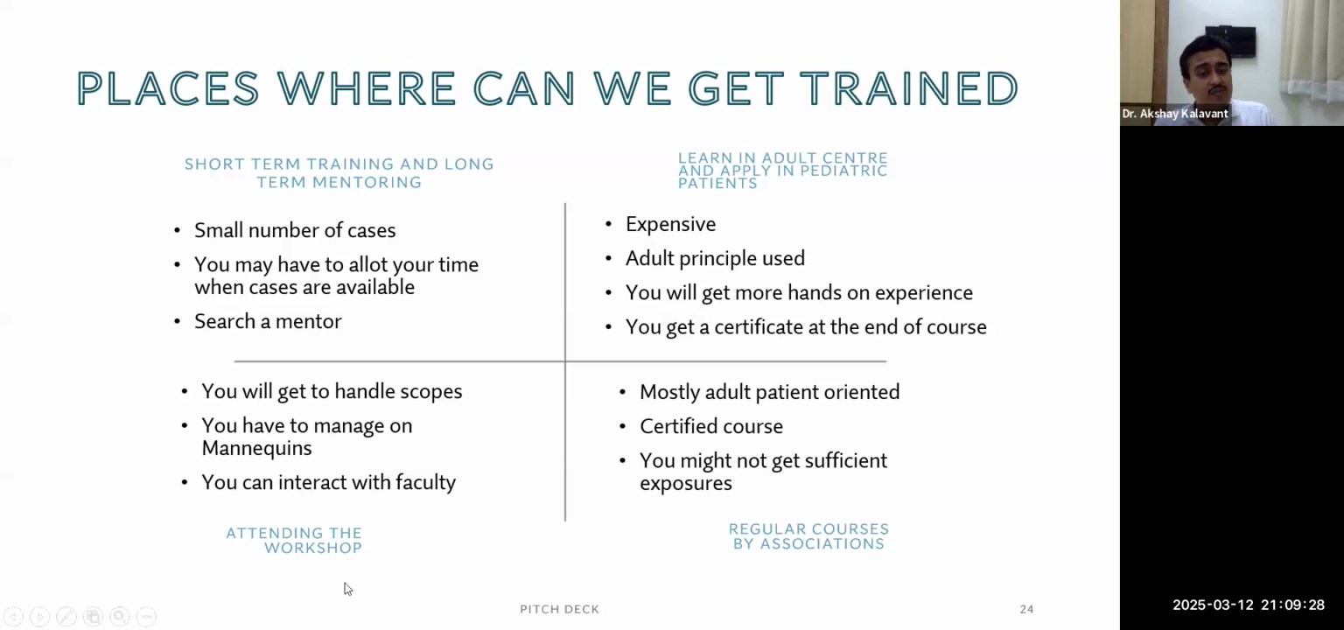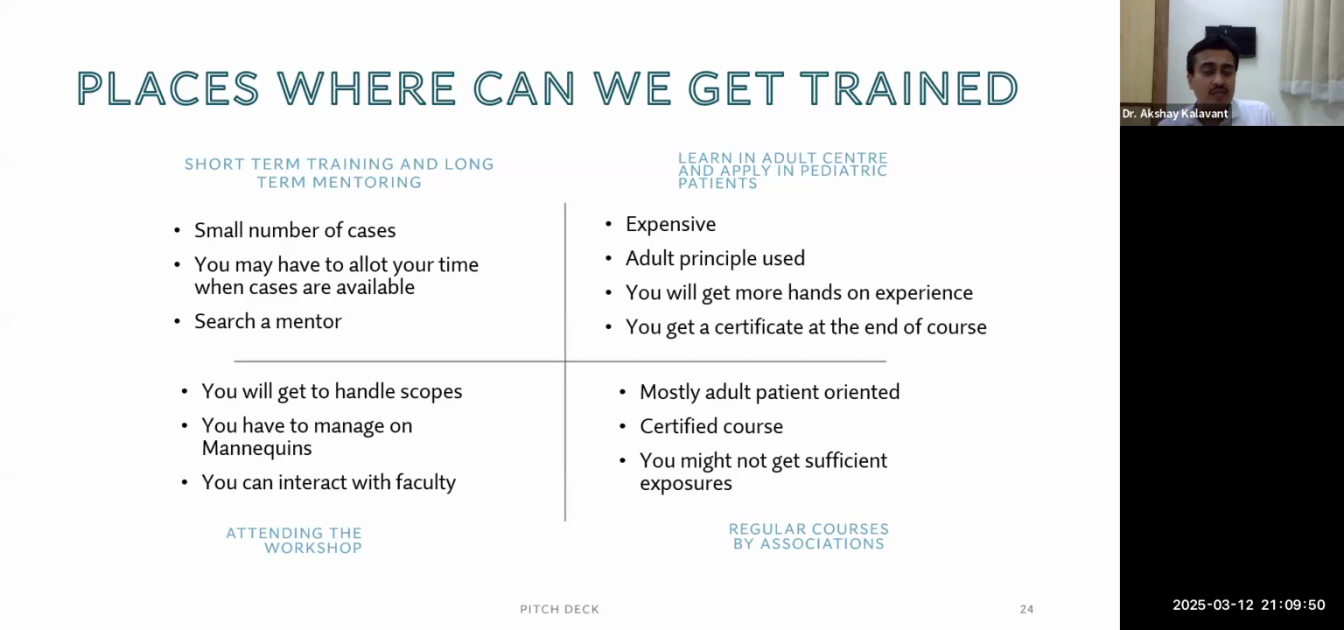Now, another way in which you can go is attending the workshops. Here you will not get live patients to work on. Most of the time you will have to work on mannequins provided during the workshop. So you will get to handle the scopes well. You'll get to interact with the faculty, but the problem is it will be on dummies or on a mannequin.